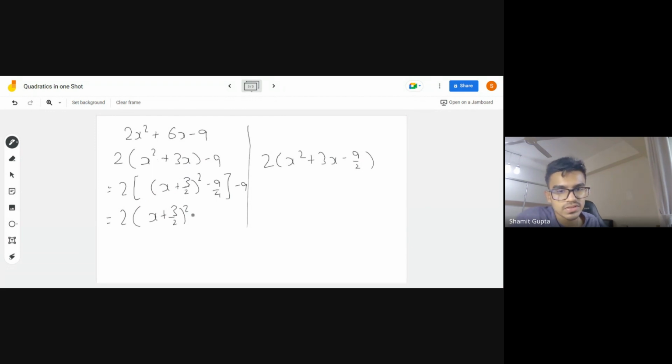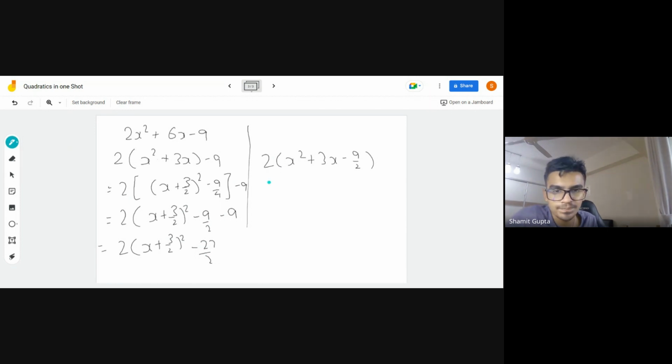If you want to send this outside, it will become minus 9 over 2, because 2 times minus 9 over 4, and then minus 9. So this will become 2 times x plus 3 over 2 squared, then minus 9 over 2 minus 27 over 2. Oh, you could have done the same thing here.